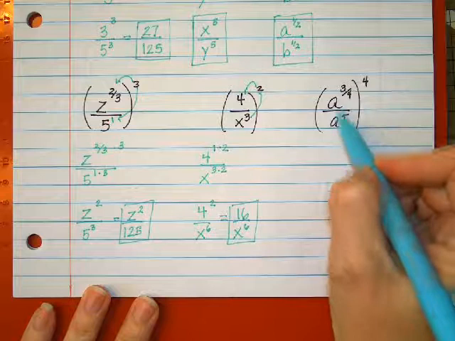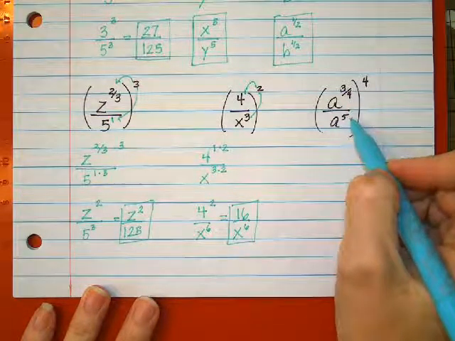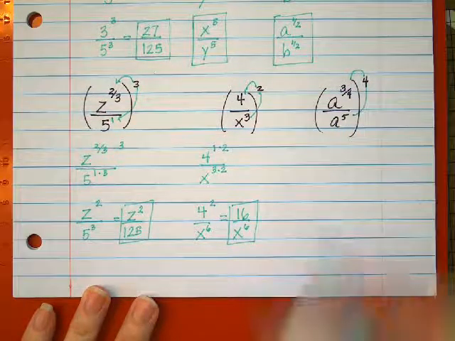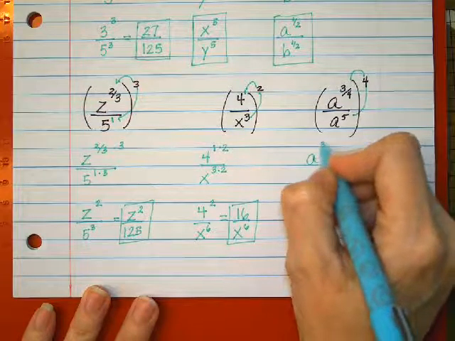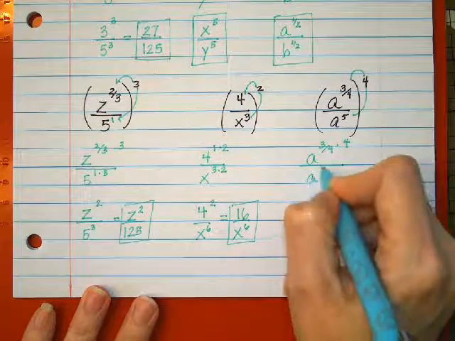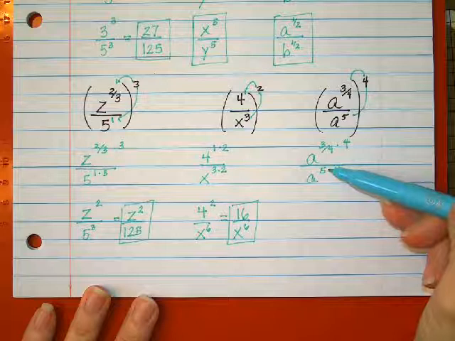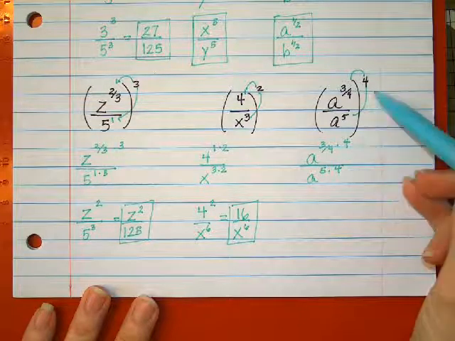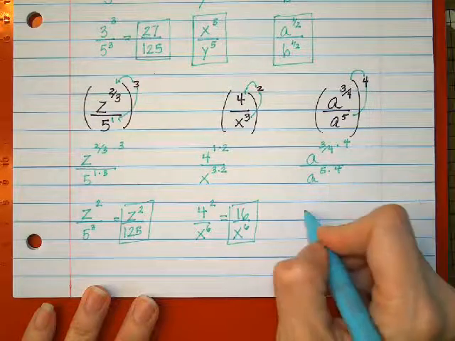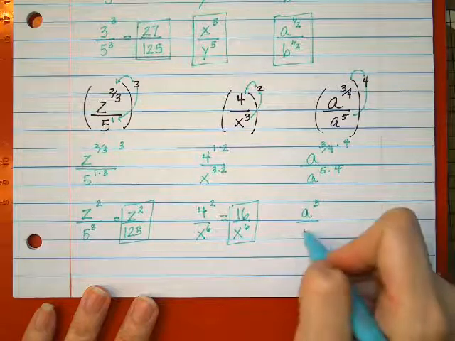Both variables inside, both bases, have an exponent that we can see. So we're going to multiply 4 times the 3/4 and 4 times the 5. So we got a to the 3/4 times 4 over a to the 5 times 4. So again, we took the exponents on the inside with the bases and multiplied them by the exponent on the outside, or the power it's being raised to. So 3/4 times 4 is 3. And 5 times 4 is, that's correct, 20.